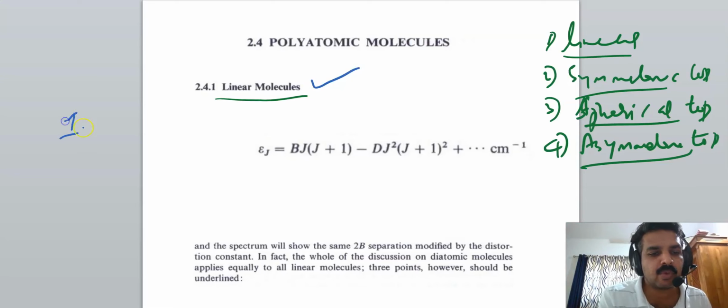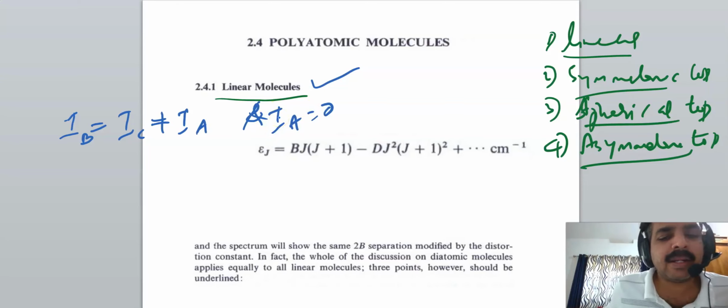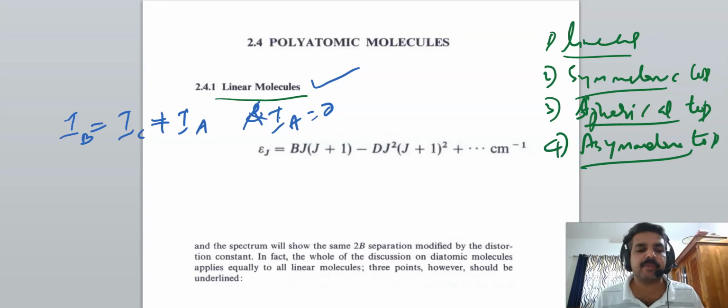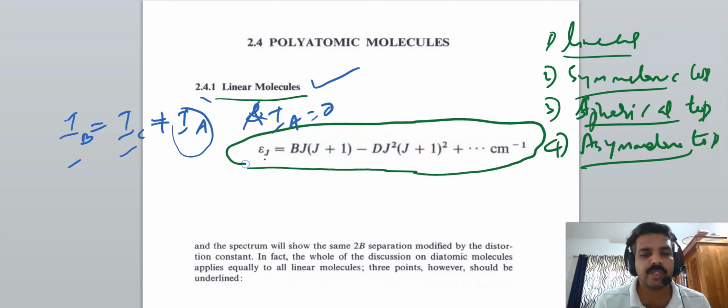We have studied that for a linear molecule IB equal to IC not equal to IA, and IA equal to 0. Therefore, the spectra will be similar to the case of a diatomic molecule. Because here IA equals 0 and IB and IC are equal, the spectra will be the same as that of a diatomic molecule.